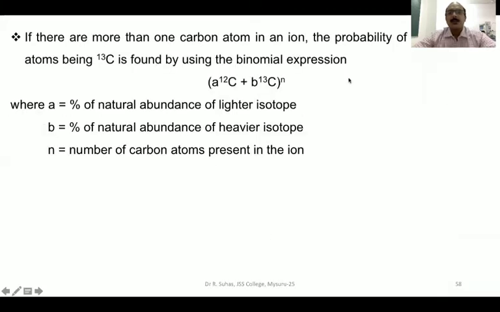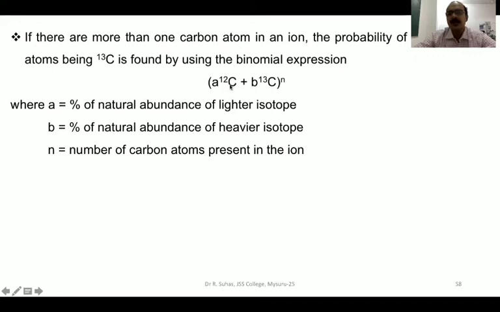Next, if there is more than one carbon atom in an ion, we know that any organic compound cannot contain only one carbon, though exceptional cases are there, of course. If there is more than one carbon atom, then what is the probability of this atom being C13? That can be easily calculated by using the binomial expression (A C12 + B C13) raised to n. Here A is the percentage natural abundance of the lighter isotope, B is the percentage natural abundance of the heavier isotope, whereas n is the number of carbon atoms present in the ion.